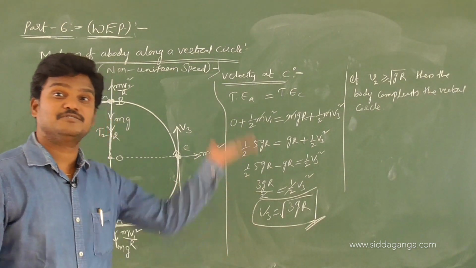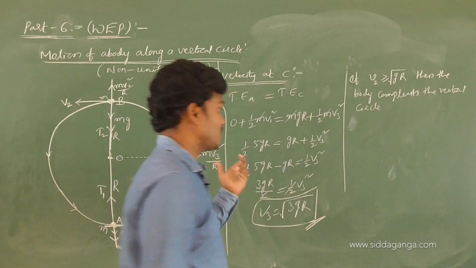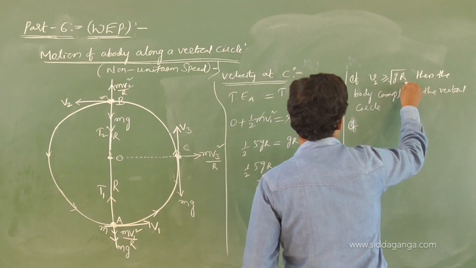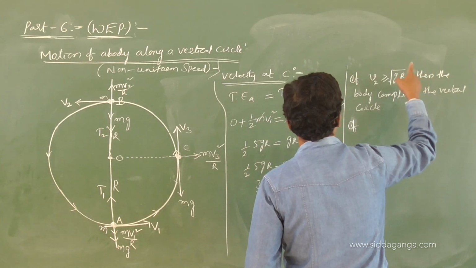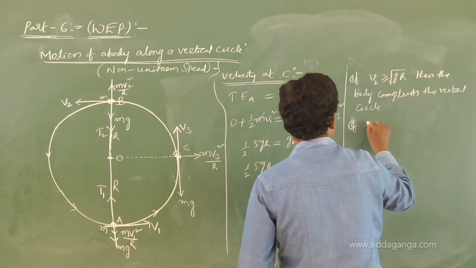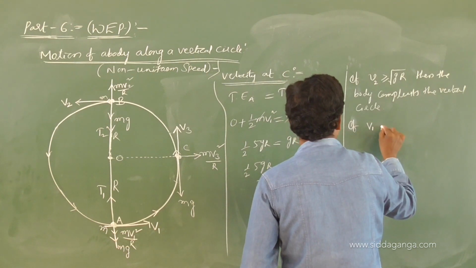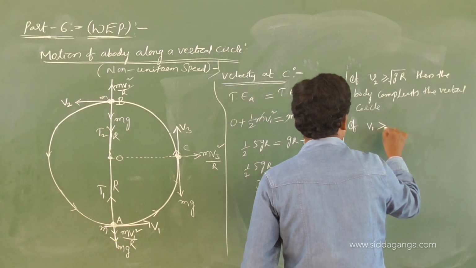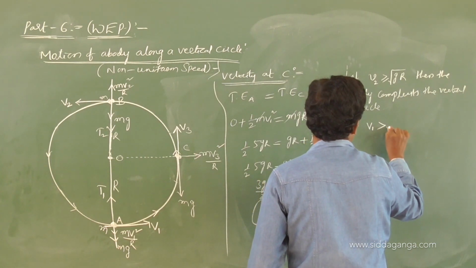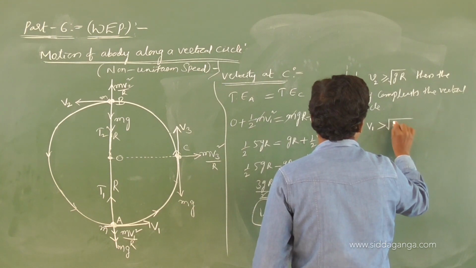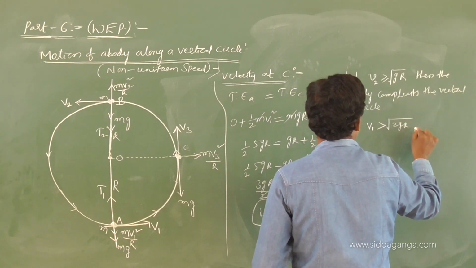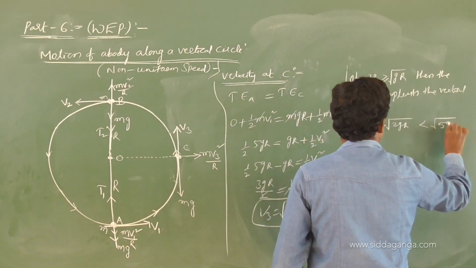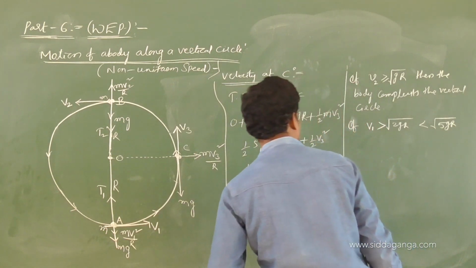Okay, otherwise it may reach the top or not, we don't know. So one more condition is important. If here v2 is greater than or equal to root gr and v1 is root 5gr, otherwise it's not possible, keep in mind. So if v1 is greater than root 2gr and less than root 5gr, what will happen?